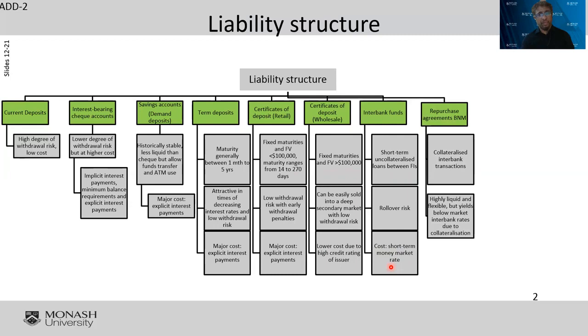You have the repurchase agreement. We have talked about it. We are here talking about BNM, which is Bank Negara Malaysia, for international students. What I mean is the central bank. You can talk about BNM or RBA or any central bank. So this is, as I told you, a collateralized interbank transaction, highly liquid and flexible, but yield below market interbank rates due to collateralization. Very low.